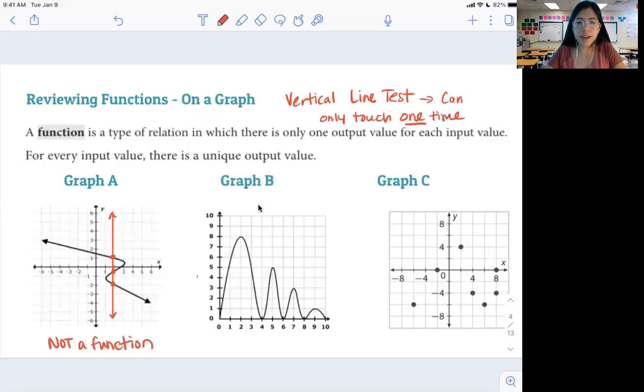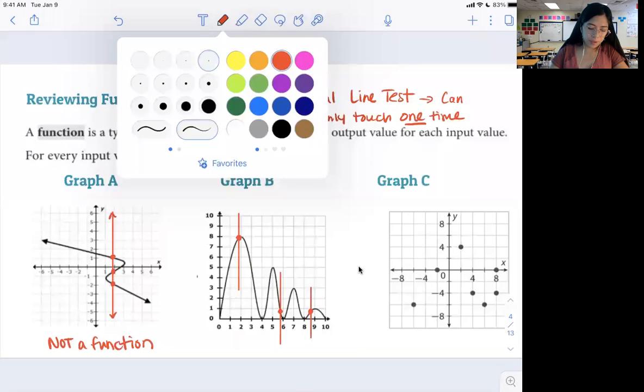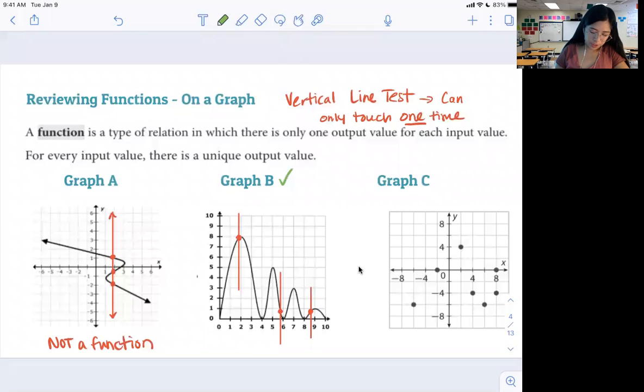How about B? Is there any place where it would touch it more than once? Yeah, Guillermo's correct. No matter where you go, if I draw a vertical line, it's only going to touch the graph 1 time. So for example, if I go over here, 1 time. If I go over here, 1 time. If I go over here, 1 time. All right, so it only ever touches 1 time, which means it's totally good. Graph B is a function.